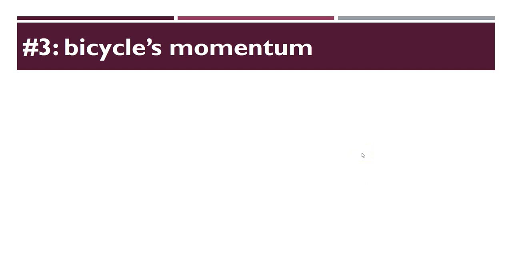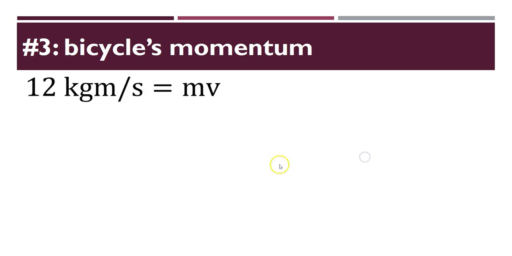Number 3, we're looking at a little bit of proportionality. So it says a bicycle has a momentum of 12 kilogram meters per second. What momentum would the bicycle have if it had twice the mass and the same speed, is what we're going to start with. So we know that our momentum is 12 kilogram meters per second.